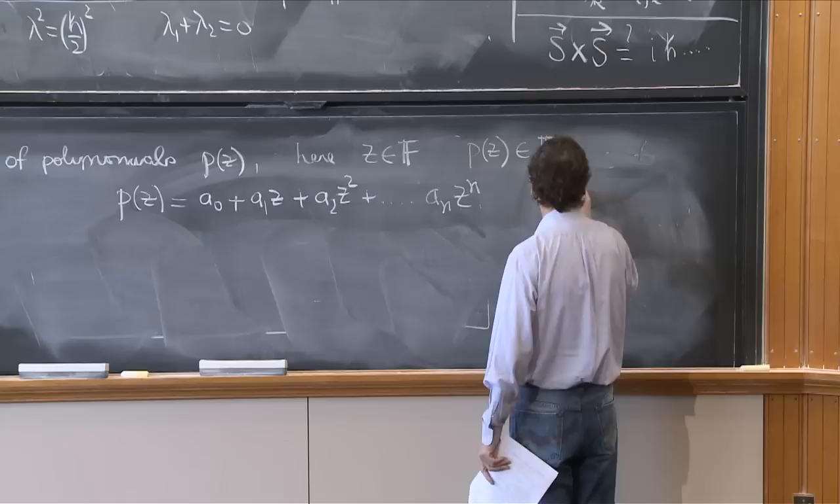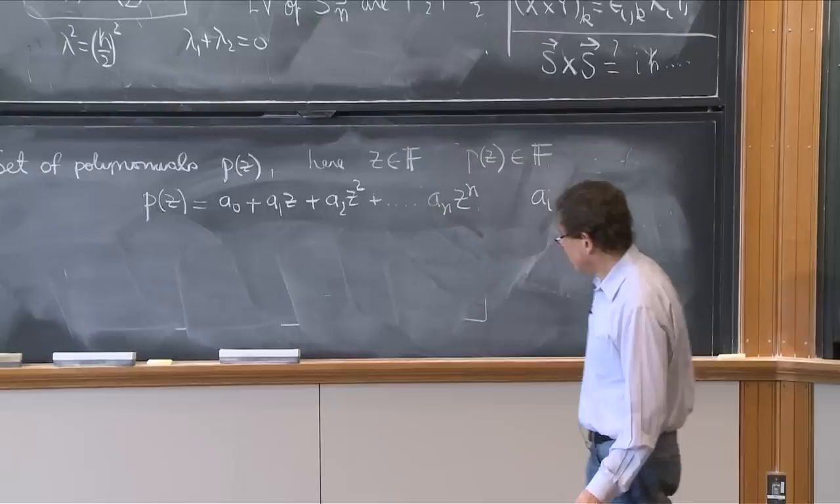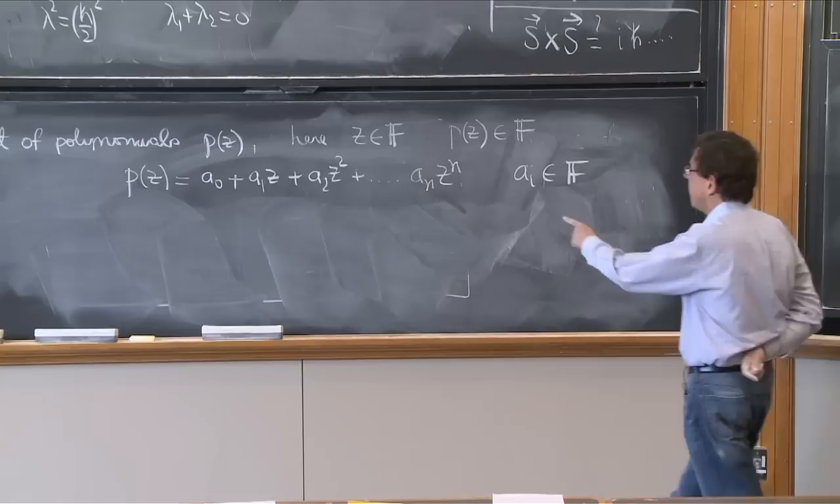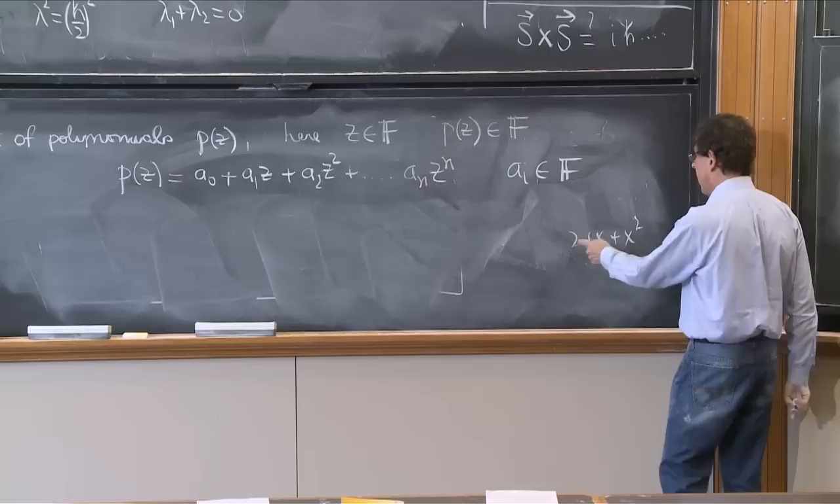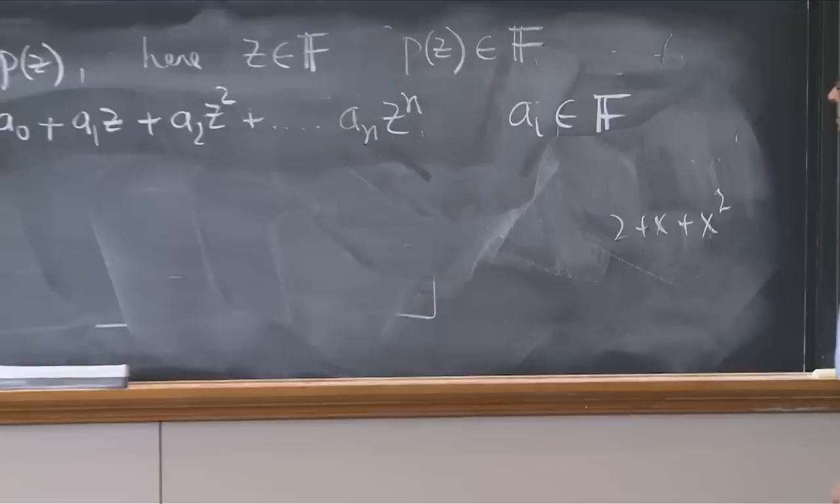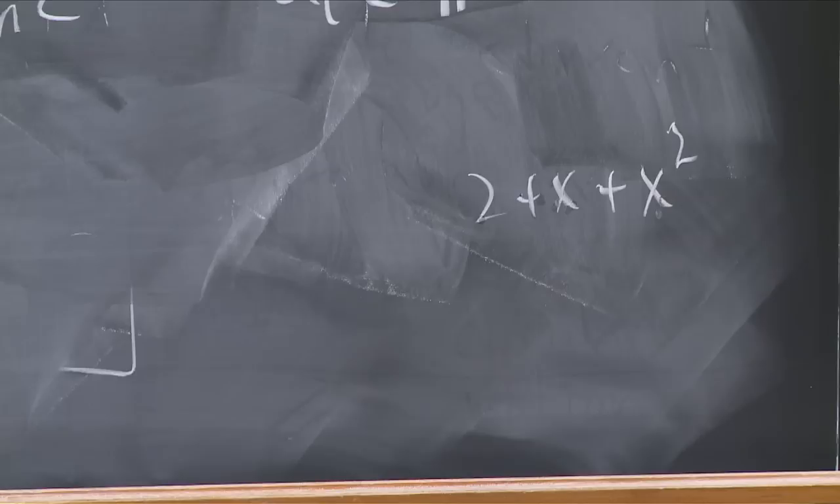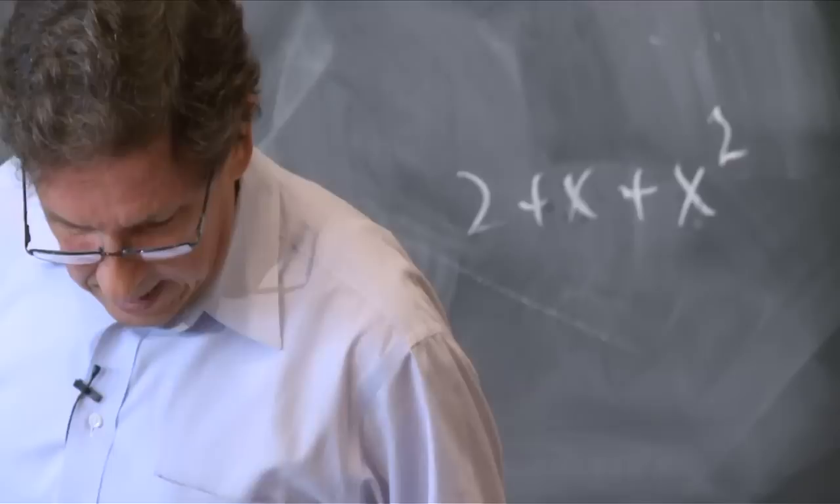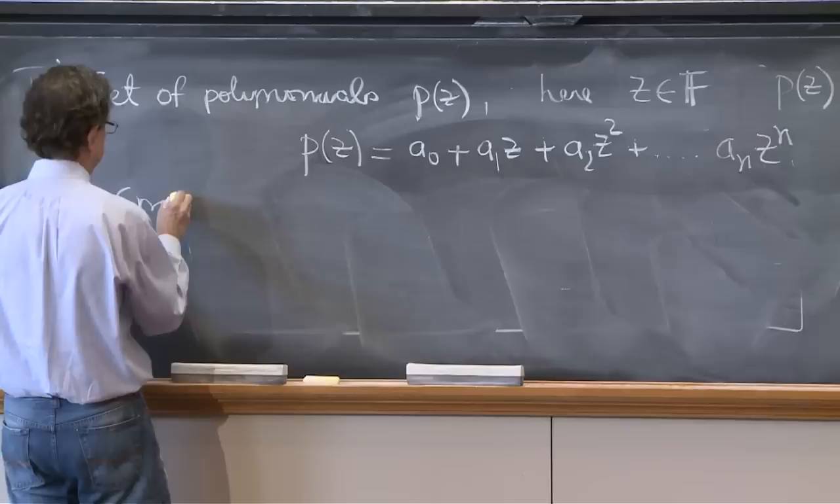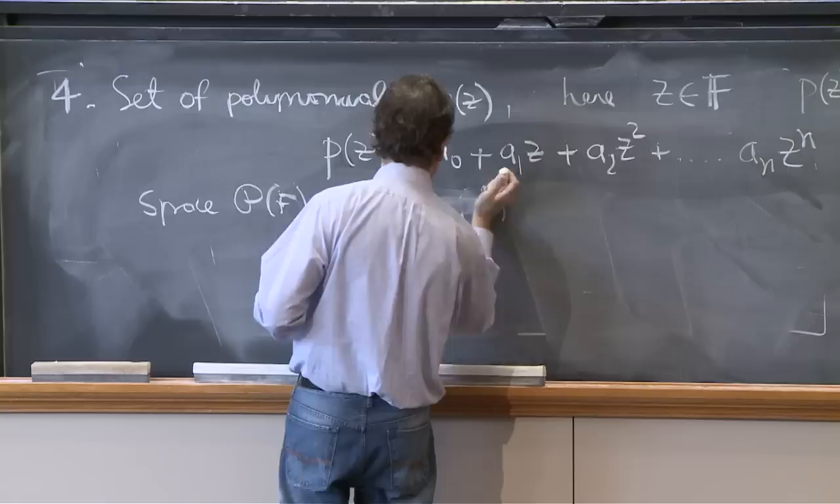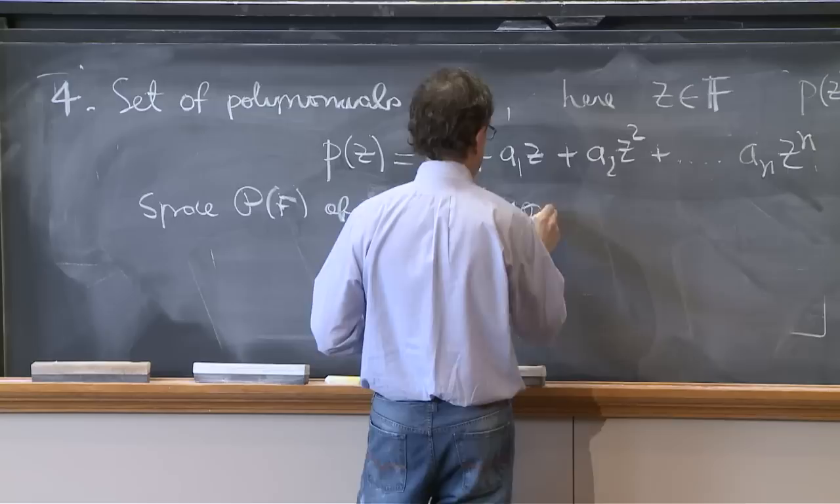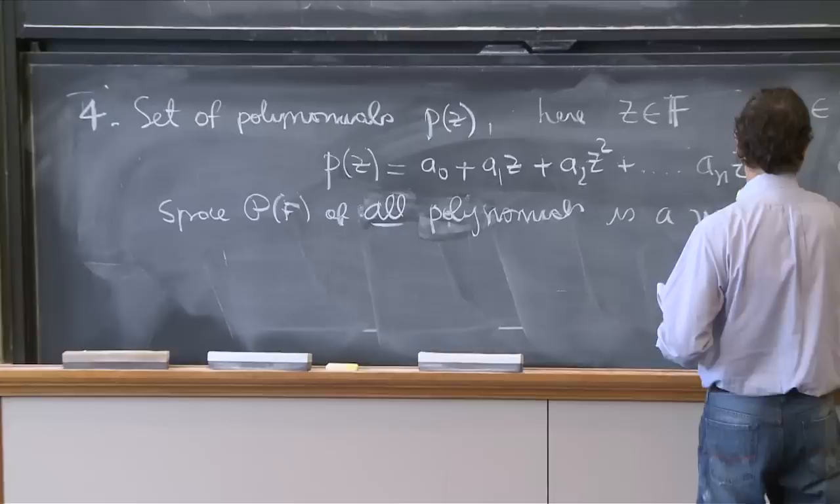So look at these polynomials. They have the letter z, and they have these coefficients, which are numbers. So a real polynomial, you know, 2 plus x squared. So you have your real numbers times this general variable that is also supposed to be real. So you could have it real, you could have it complex. So that's a polynomial. How is that a vector space? Well, the space P of F of all polynomials is a vector space over F.